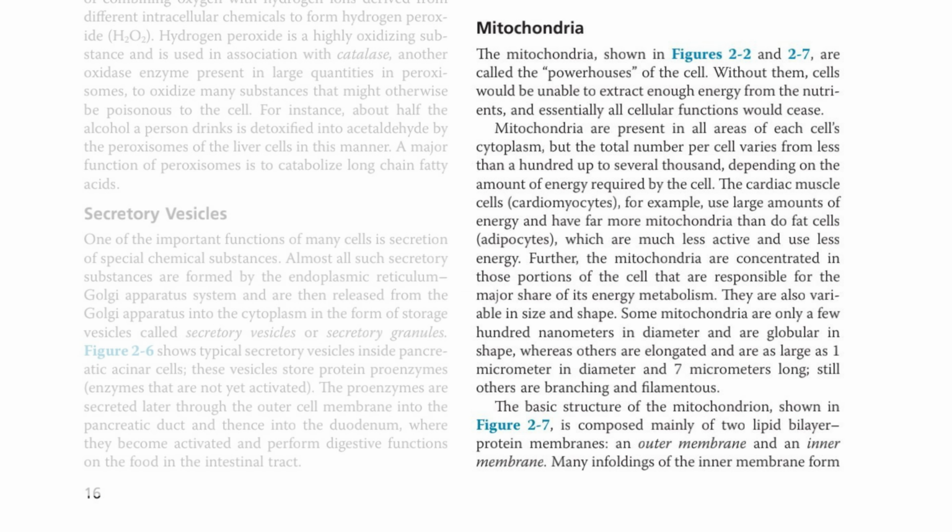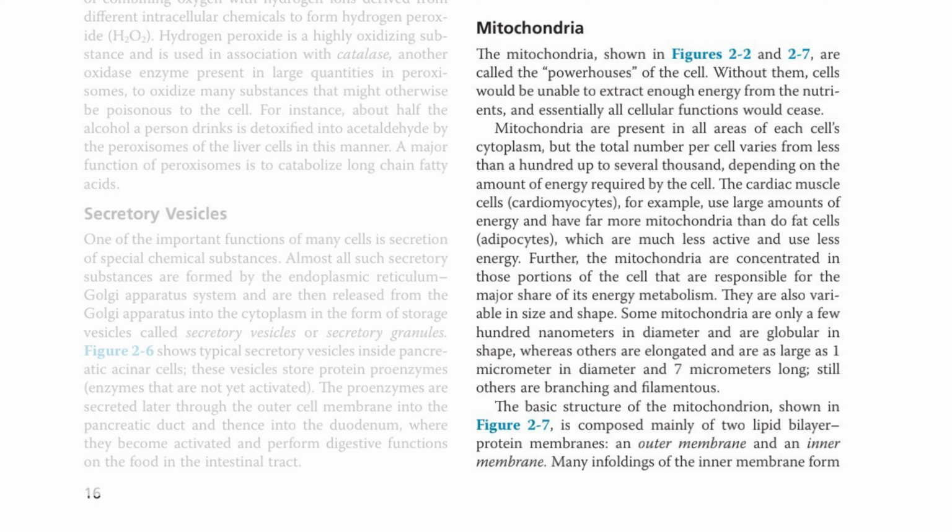Mitochondria. The mitochondria, shown in Figures 2-2 and 2-7, are called the powerhouses of the cell. Without them, cells would be unable to extract enough energy from the nutrients, and essentially all cellular functions would cease. Mitochondria are present in all areas of each cell's cytoplasm, but the total number per cell varies from less than 100 up to several thousand, depending on the amount of energy required by the cell. The cardiac muscle cells, cardiomyocytes, for example, use large amounts of energy and have far more mitochondria than do fat cells, adipocytes, which are much less active and use less energy.